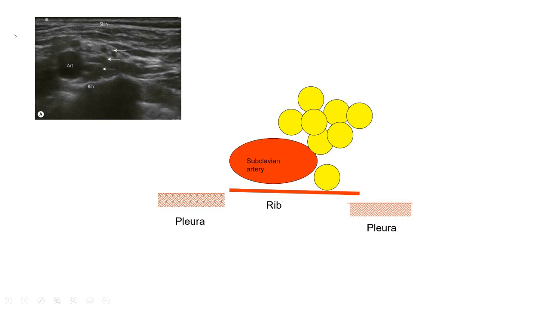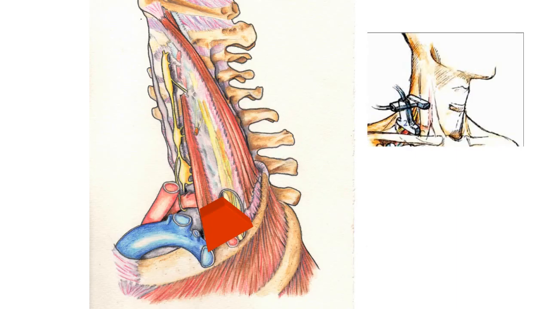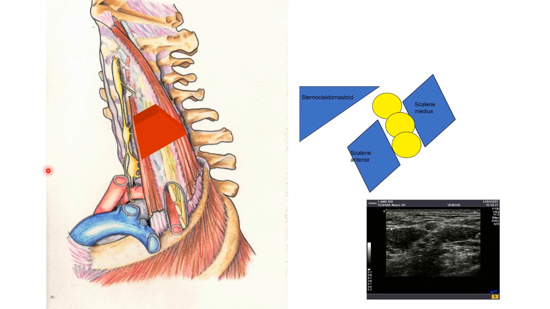As the probe is moved cephalad over the interscalene groove, you'll see the roots of the brachial plexus stacking up on top of each other between the scalenus anterior and the scalenus medius muscle. These are the roots of the brachial plexus here. Scalenus anterior in front, scalenus medius at the back.